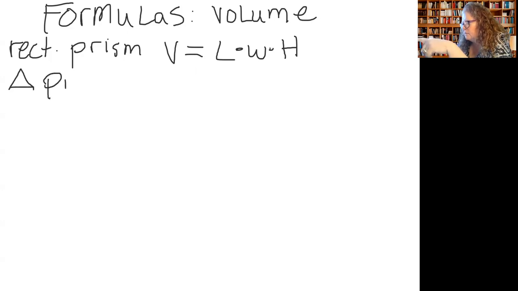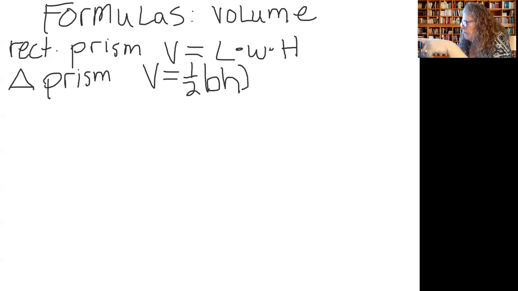Triangular prism. Volume is equal to 1/2 little b times little h. That's the triangle itself, times the big H, which, remember, is the number that connects the two triangles.